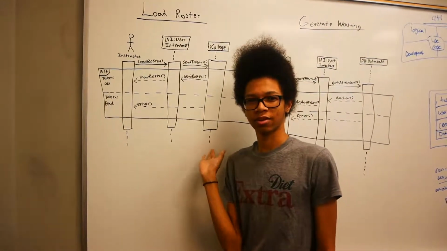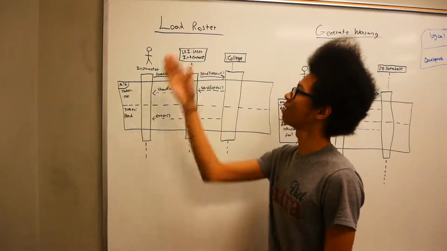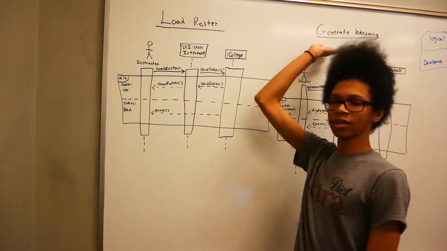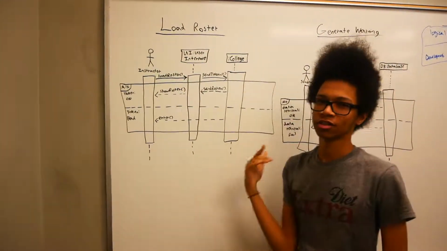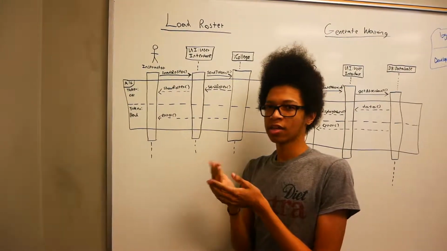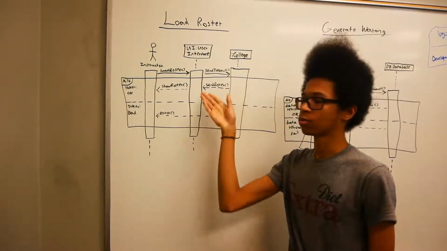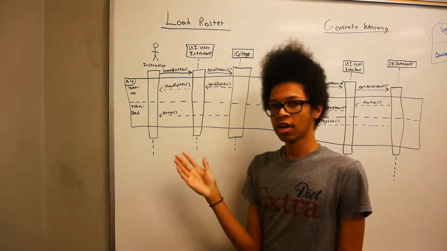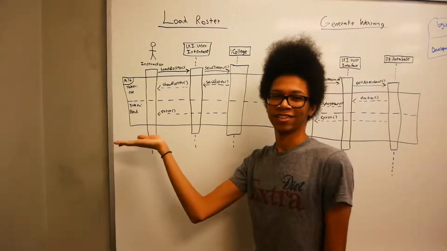the two use cases that we worked on this project. So we have load roster and generate warnings. So for load roster, the instructor will load the roster, and then we'll send those tokens to iCollege. And then if those tokens are okay, then it'll send back the roster and show it to the instructor. And then if there's an error, it'll show that to the instructor.